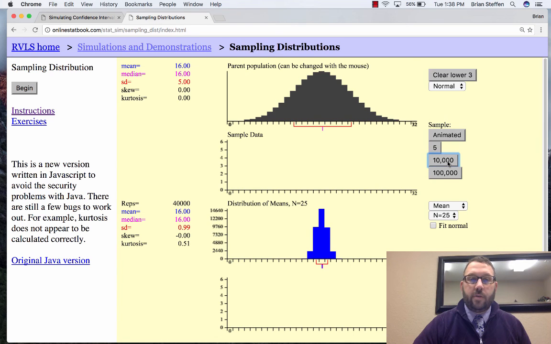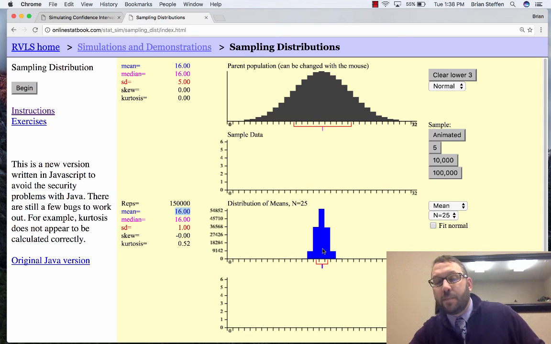If I were to do this another 10,000 times, and do it 100,000 times, I've done this well over 100,000 times, my standard deviation is 1. So if I go mu plus or minus 1, so 16, that's my mean, plus or minus 1, 15 to 17, I would expect 68% of my means to be in that interval. Empirical rule, remember? 68% of the means from this sampling distribution are within one standard deviation of the true mean.